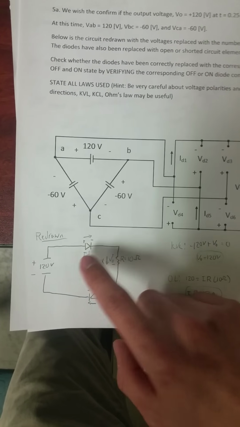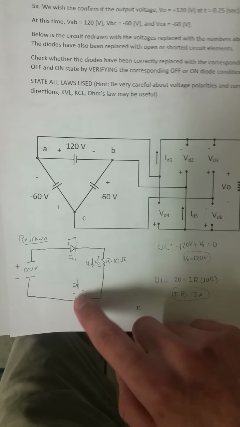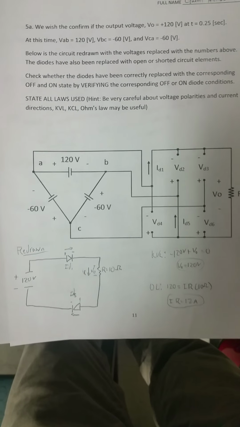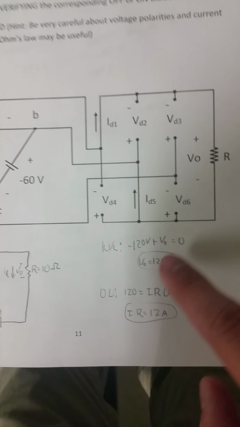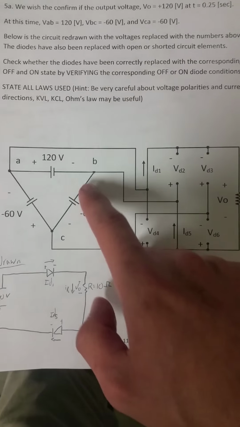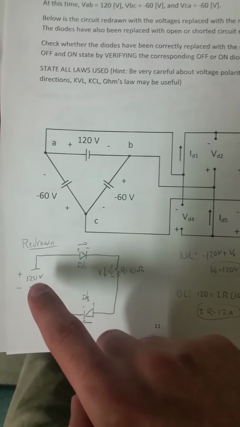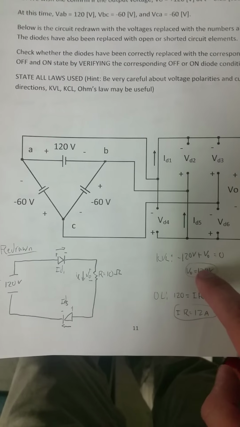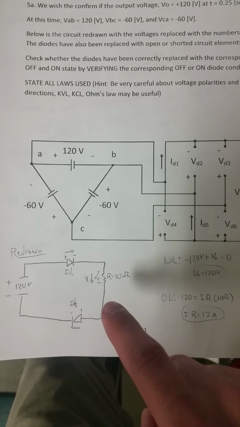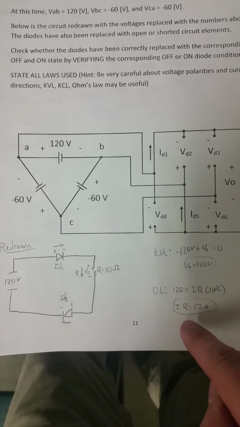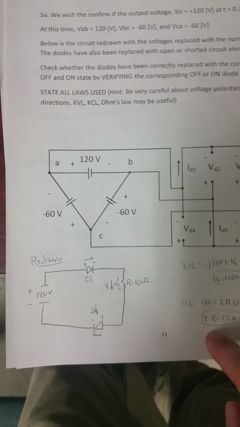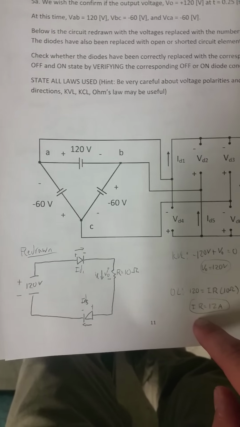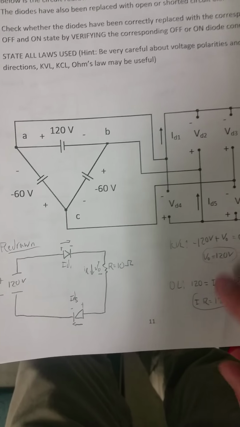I redrew the circuit real quick to do some calculations. 120 volts. Here's diode 1, it's this guy here. Diode 5, this guy over here. Here's the quick KVL I did. V0 should be 120 volts in this situation. You can follow this loop, negative 120. And then the Ohm's law for it, it's 12 amps, in case you were wondering. That's really important for the KCL that we'll see later on.